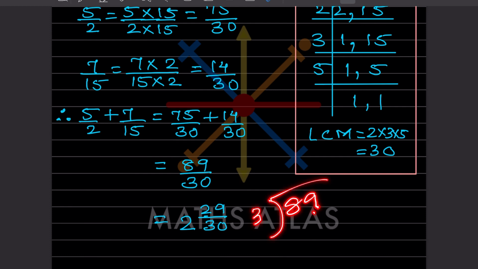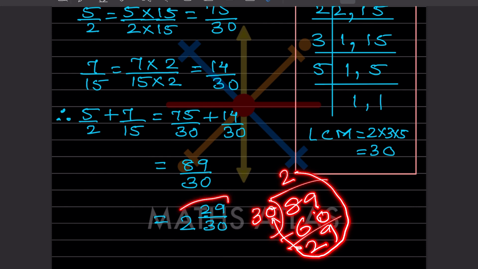So what are you going to do? You are going to write 30 here. And if you know the 3 times table, you can easily write the 30 times table, isn't it? So 30 times 2 is 60, because 30 times 3 is 90, which we cannot take. This is 89, so we can take 60. So this is 29. So what will you write here? 2 integer 29 by 30. So this is what you got. This is the whole number, and this will be the fraction.